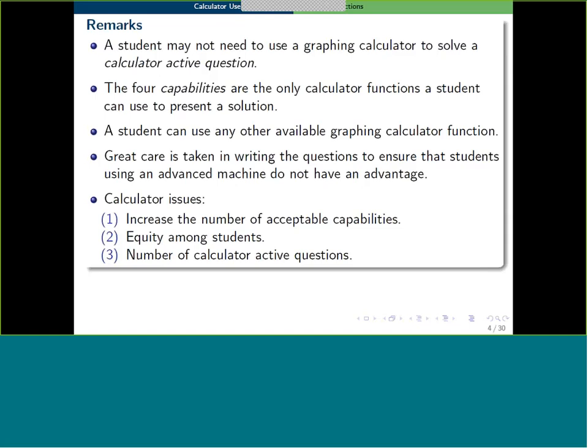I don't think there's going to be another change. Vicki, maybe you can address that later on. But I think we're going to remain at 2 calculator active questions in the free response portion.